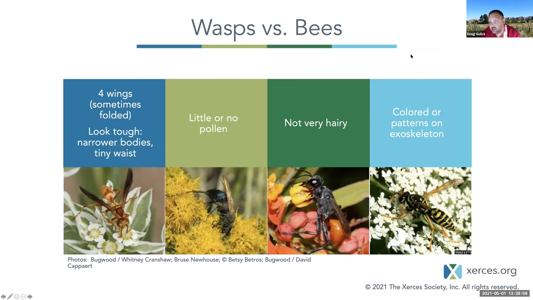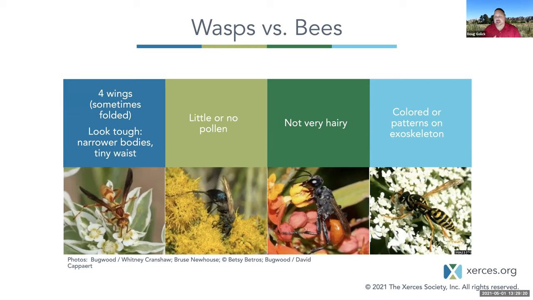Okay. Hopefully I didn't skip too far ahead here. Wasps versus bees. Another group of insects you might confuse with bees are the wasps. And one thing that makes them really confusing is they also have four wings, or two pairs of wings. But I think in some ways it's easier to tell them apart than maybe some of the fly mimics, because they usually have a very narrow waist that comes to a point.